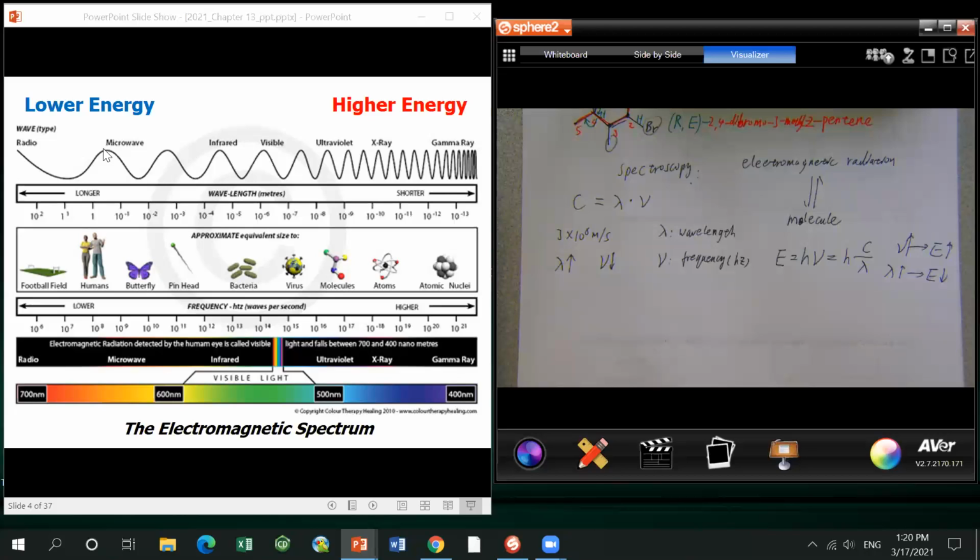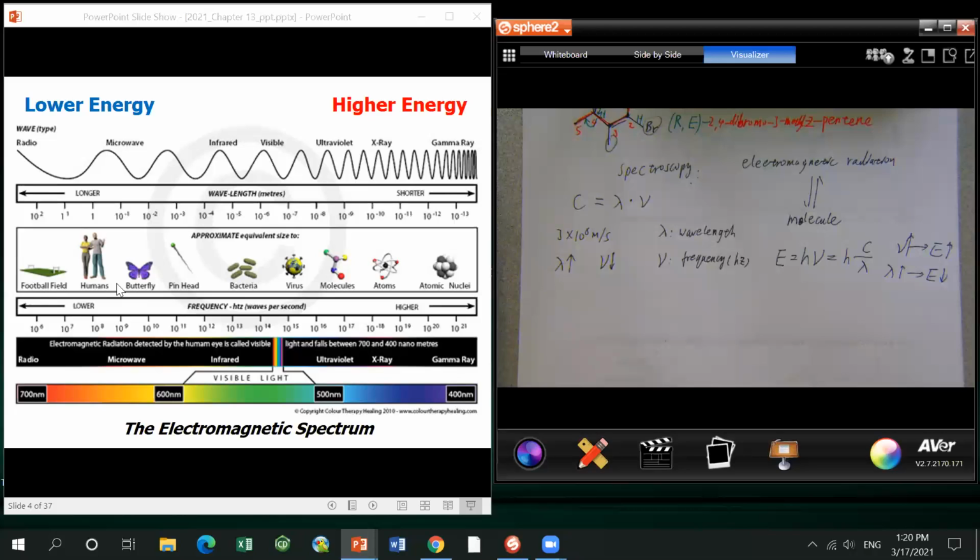But yeah, the lowest energy should be radio frequency, radio radiation, with a wavelength of about hundreds of meters. So that's a much longer wavelength. Please keep that in mind.